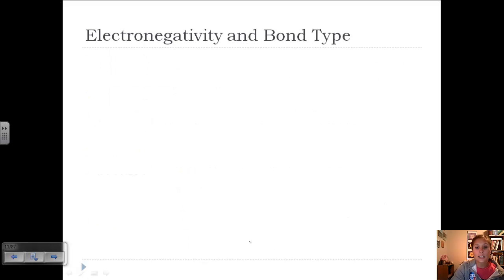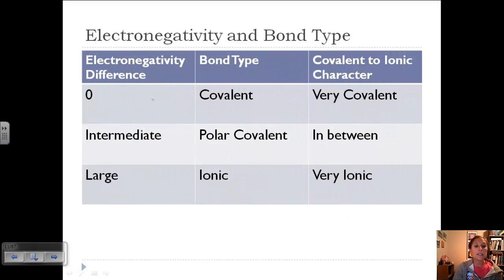Okay, so let's relate electronegativity to bond type. Each atom has its own electronegativity. If you subtract between the two in a bond and you get 0, then that bond type is covalent, and we would say that it is very covalent because those electrons are shared completely equally.